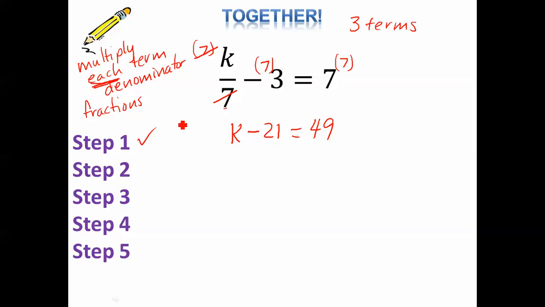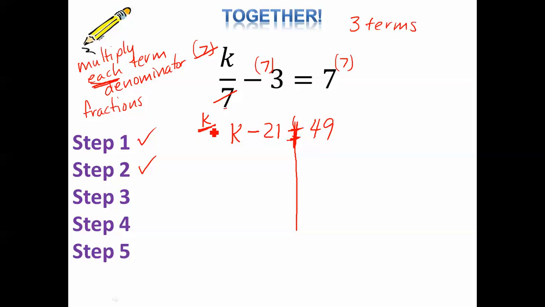We move on to step 2. We look at one side, combining like terms. K and a 21, those are not alike. We can't combine them. 49, there's nothing to combine it with. Step 2 is done. Now we're going to separate. We want our K's on one side and our numbers on the other. So we look for our K's. We have a K here. We don't have any here.